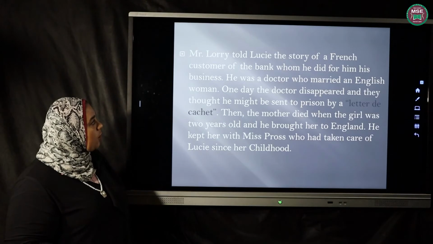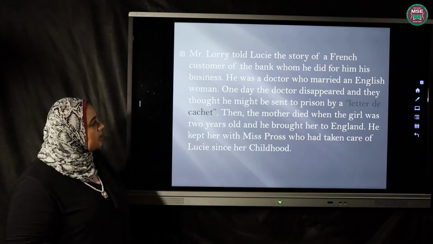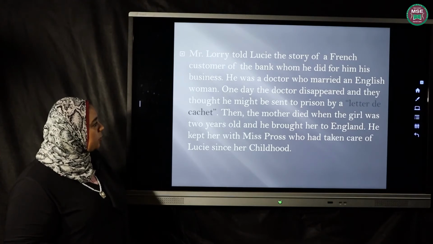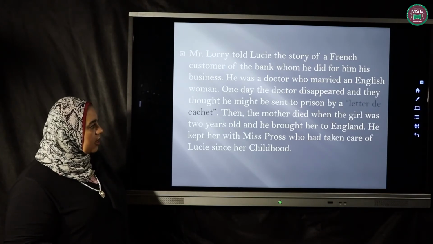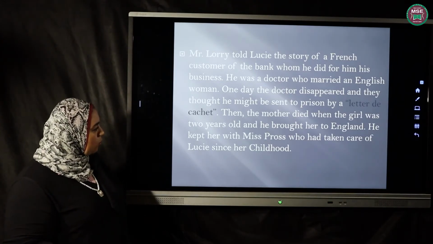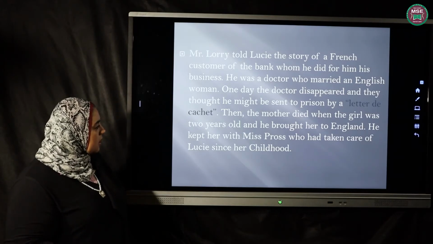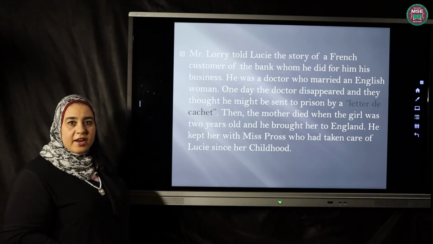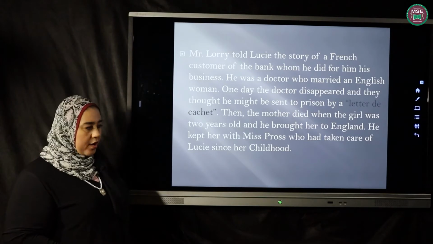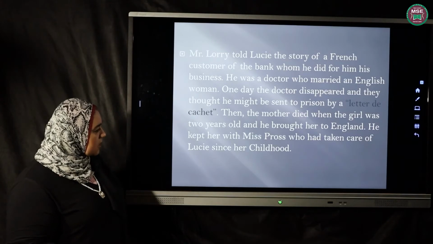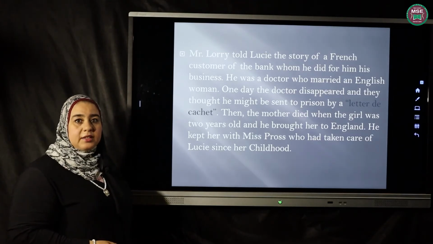Mr. Lorry told Lucy the story of a French customer of the bank for whom he did his business. He was a doctor who married an English woman. One day the doctor disappeared and they thought he might have been sent to prison by a lettre de cachet. Then the mother died when the girl was 2 years old and he brought her to England. Mr. Lorry brought the girl from Paris to England to live there, and he had brought for her Miss Pross to take care of her. He kept her with Miss Pross, who had taken care of Lucy since her childhood until now.